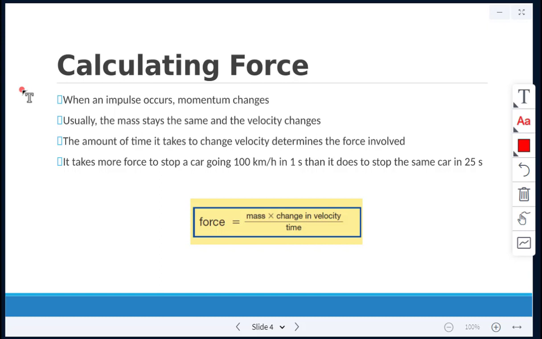So in today's class we'll be looking at calculating force. When an impulse occurs, momentum changes. Usually the mass will stay the same and the velocity changes. The amount of time it takes to change velocity determines the force involved. It takes more force to stop a car going 100 kilometers per hour in 1 second than it does to stop the same car in 25 seconds. So our formula for force is mass times the change in velocity divided by time.